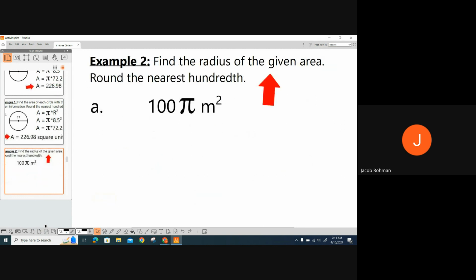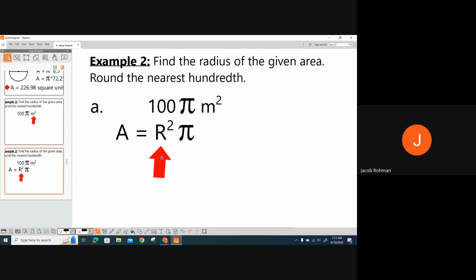Now, looking at example 2, letter A, it says find the radius of the given area. And then it says round to the nearest hundredths place or hundredth. So here we know that this is the area of the circle. It's 100 times pi, and it's meters squared. So there's square meters here. That's what that means. So knowing our formula is radius squared times pi, well, if that's the case, then we know that the radius squared portion has to be equal to 100.